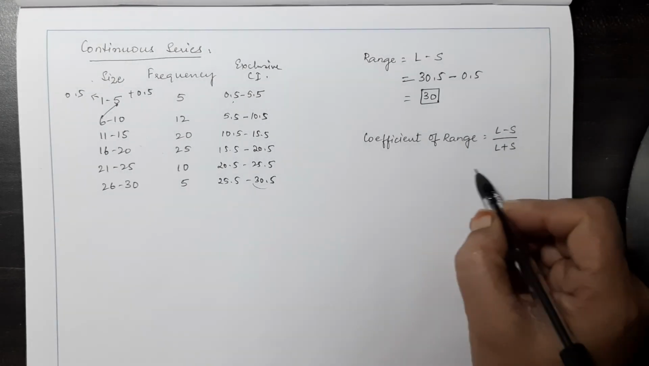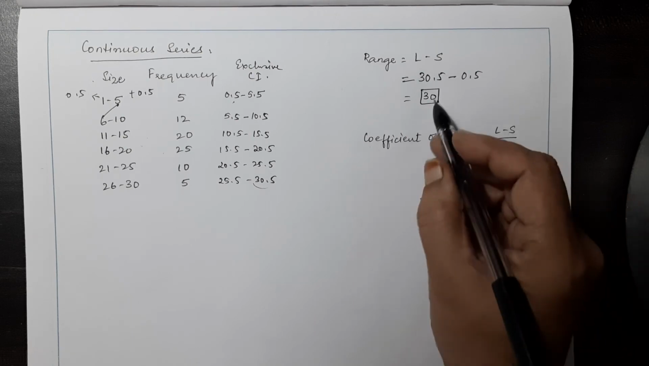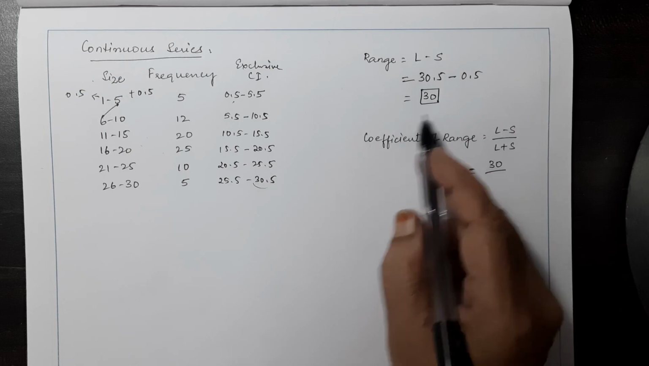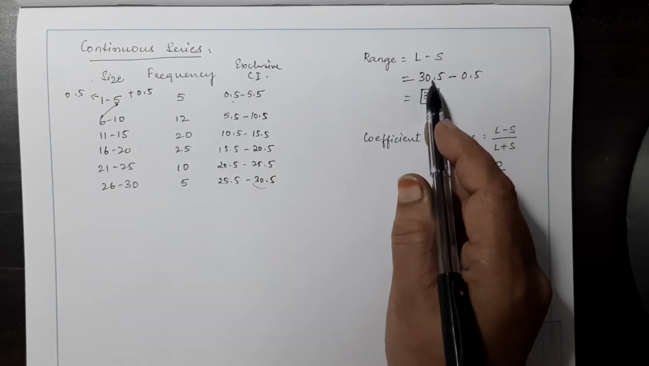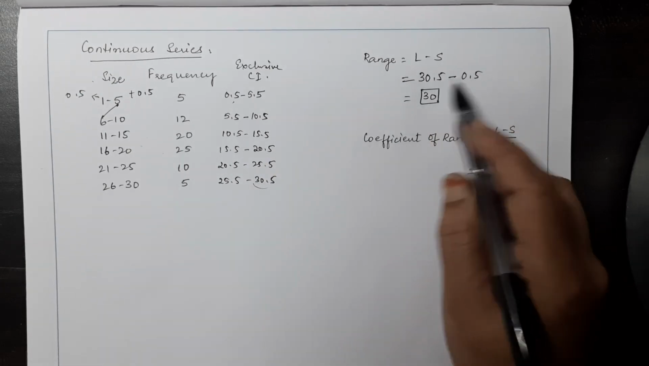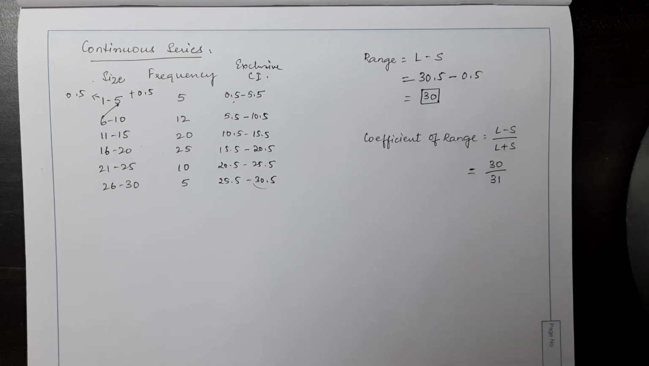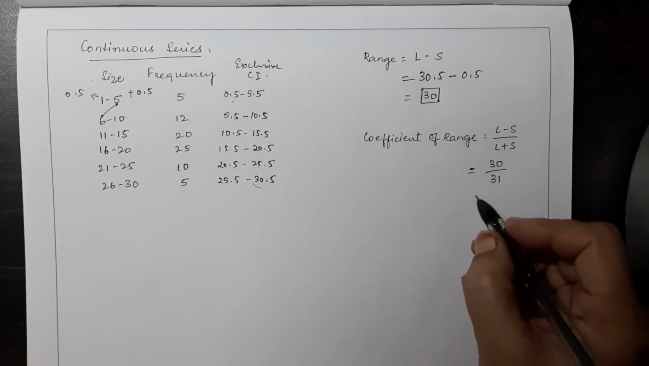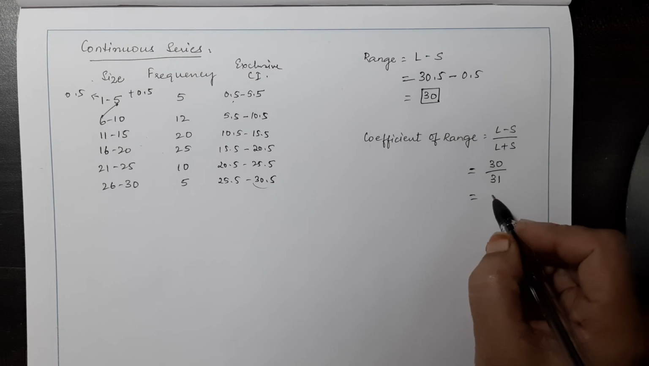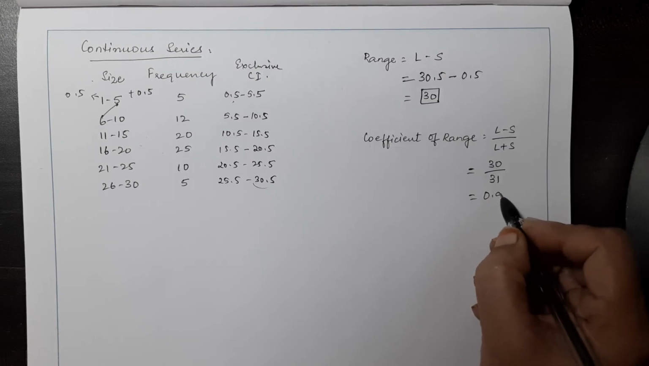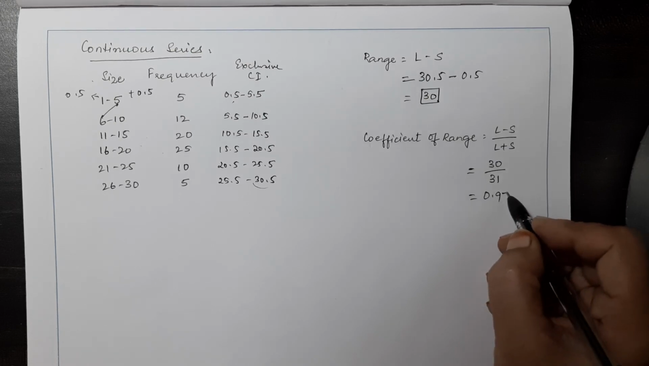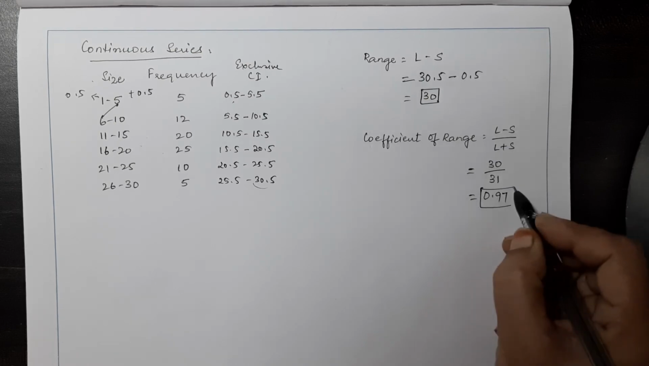Now what's the coefficient of range? Very simple now. It is equal to L minus S, which we have already calculated as 30, divided by L plus S. L is 30.5 and S is 0.5. So 30.5 plus 0.5 will give us 31, isn't it? So what is the value of 30 by 31? So this will be roughly around 0.9. If you calculate it more precisely, 0.97. So that will be the coefficient of range.